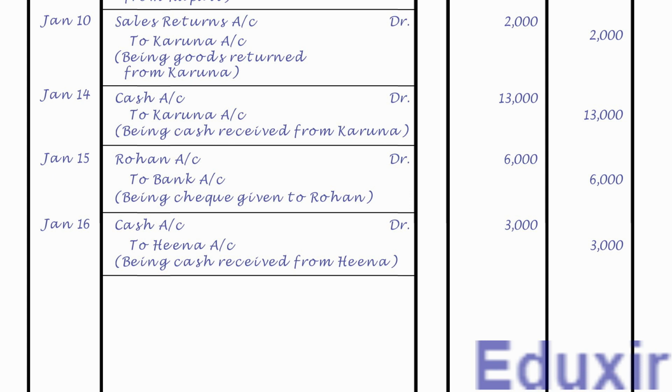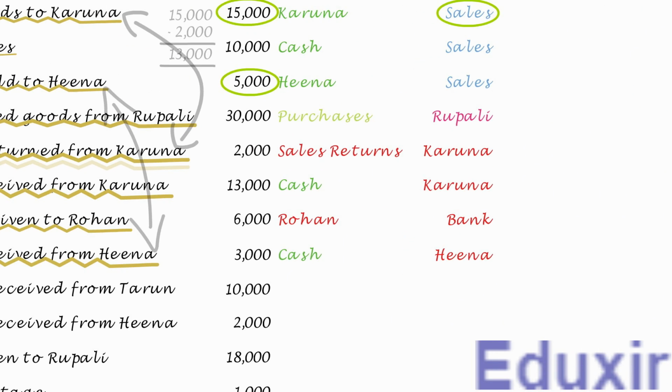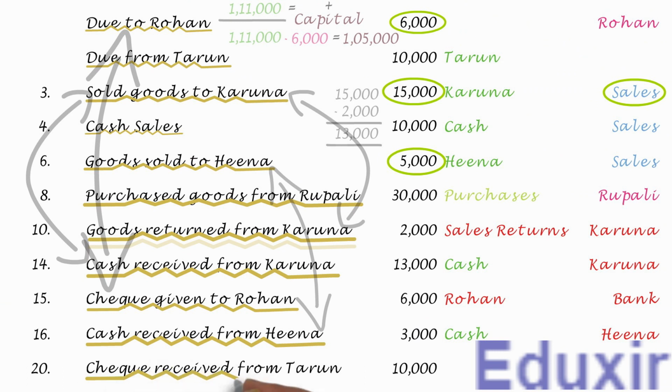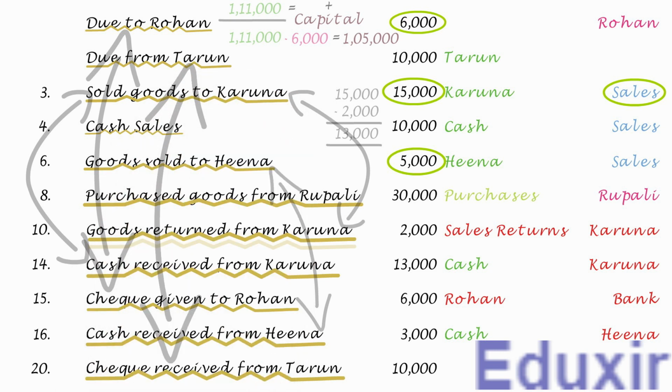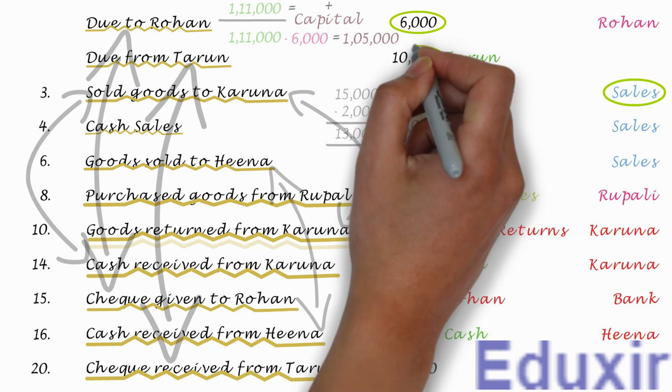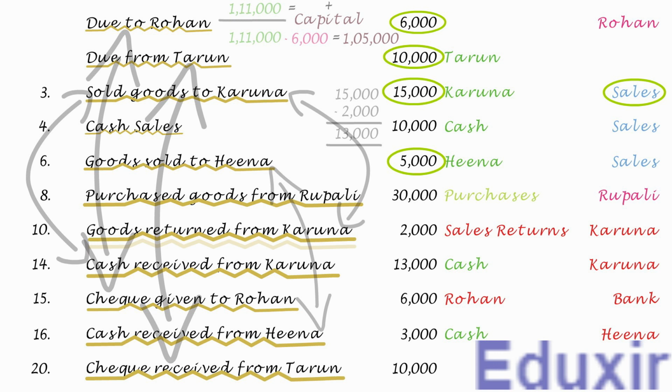Let us now take up the next transaction. In this transaction, the business has received a check of 10,000 rupees from the debtor Tarun. Note that this transaction is related to the first transaction, wherein the balances were brought down from the previous accounting period and the debtor Tarun had 10,000 rupees due to the business. The business is now receiving back that amount.